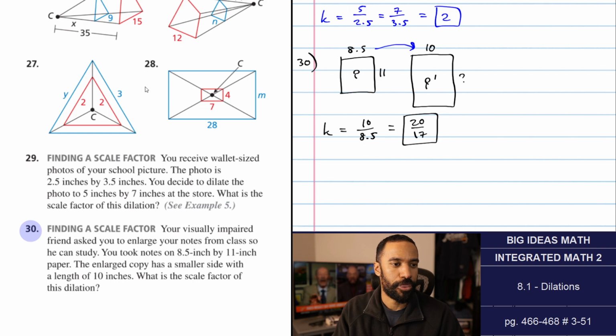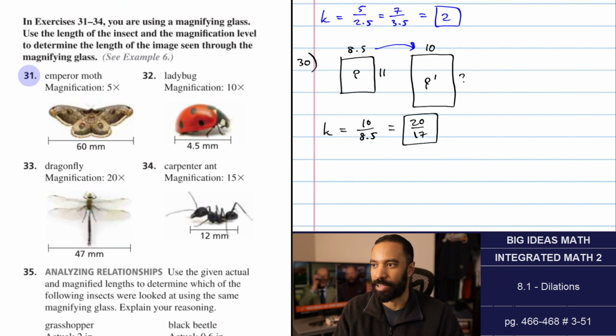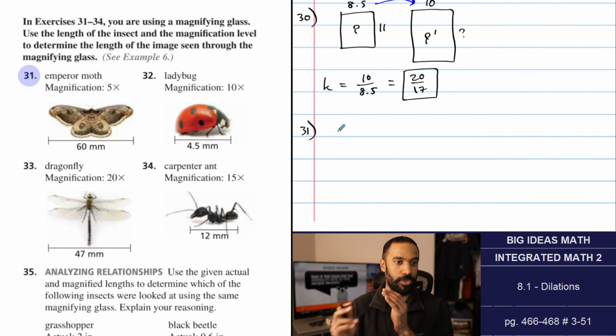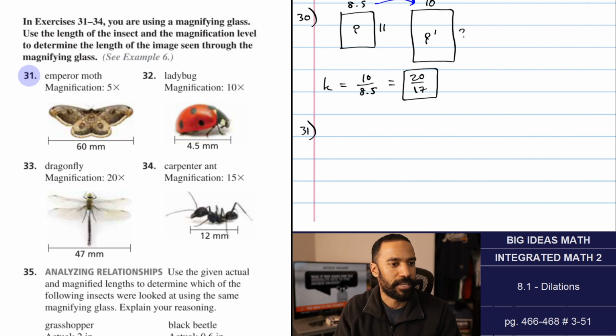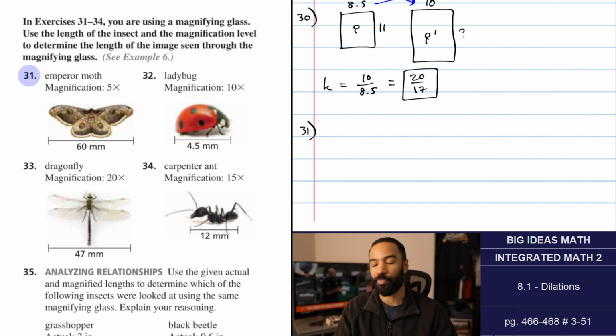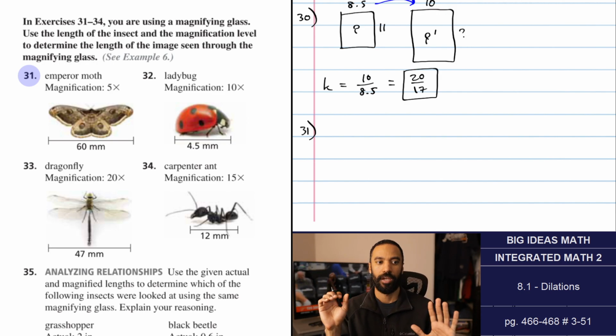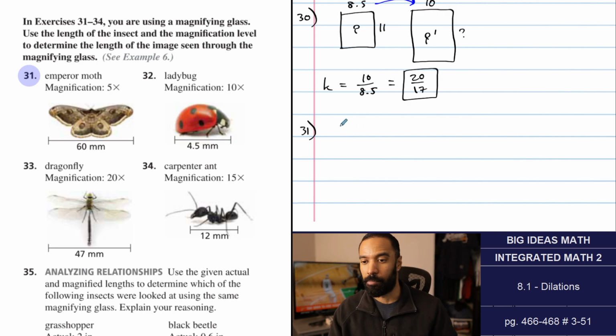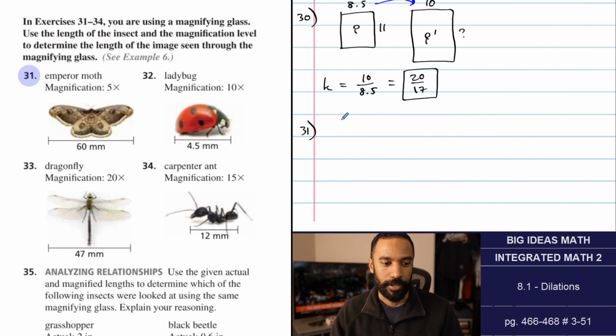All right, number 31. So those were kind of faster sets of problems. Number 31 to 34. You are using a magnifying glass. Use the length of the insect and the magnification level to determine the length of the image seen through the magnifying glass. So this is as straightforward as you can get. A 60 millimeter butterfly, or monarch, whatever it is, moth, I don't care. A 60 millimeter insect is now going to be 5 times larger than it was before.